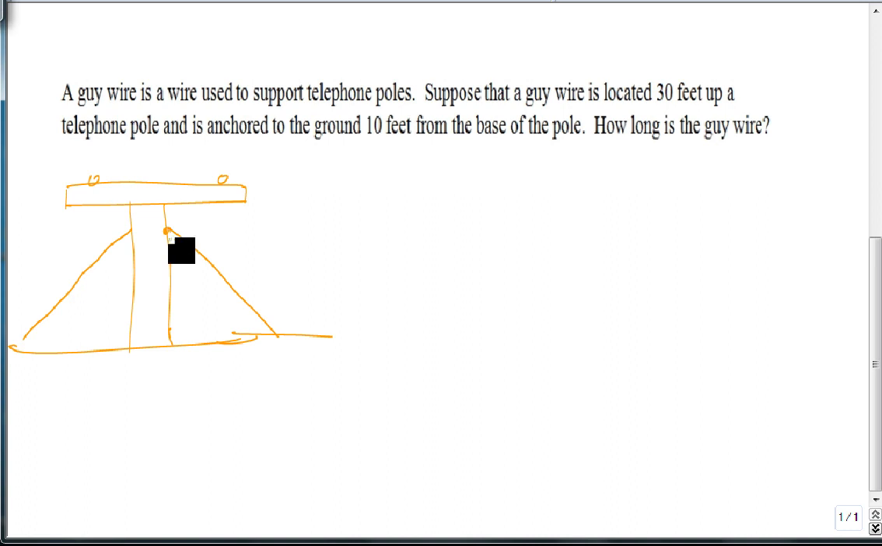And notice that we can form a right triangle right here with this as our 90-degree angle, where the telephone pole meets the ground. So this particular guy wire is located 30 feet up and 10 feet out. Can we determine the length of our guy wire? Yeah, this is the same as our c. So our c squared is going to equal our 30 squared plus our 10 squared.